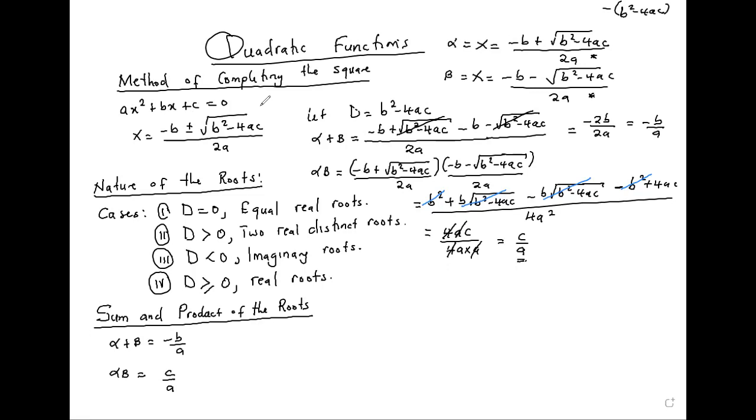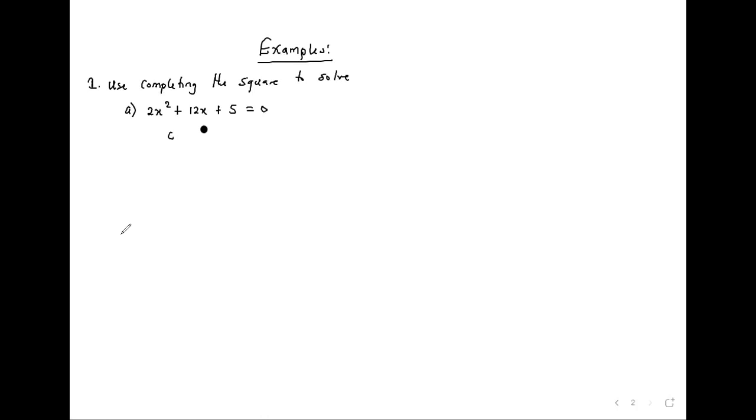So I picked some examples from tutorial sheet 3. The first one, use completing the square. Is equal to 0. So here I think we just do 1. So to do this, the first step, solution.